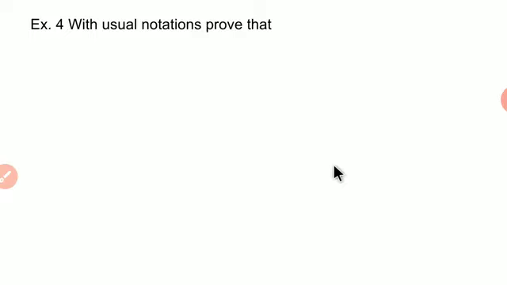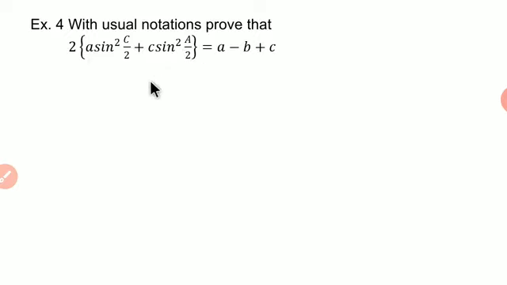Now see example number 4. With usual notations prove that 2 multiplied by (a sin square C upon 2 plus c sin square A upon 2) is equal to a minus b plus c. Now we know half angle formulae. Use those half angle formulae, meaning the values of sin C upon 2 and sin A upon 2 here, and simplify the LHS.